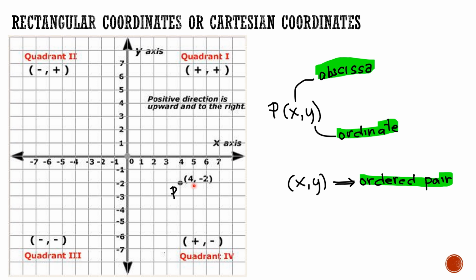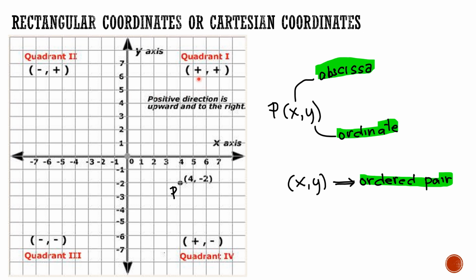Conversely, if the position of a point is known, its coordinates can be found by measuring the distance from the two axes. The process of locating points when their coordinates are given is called plotting the points.